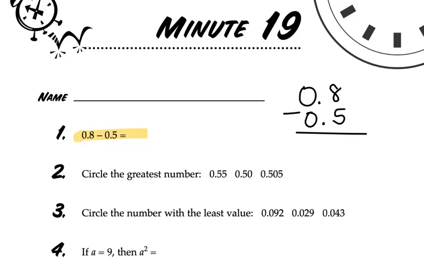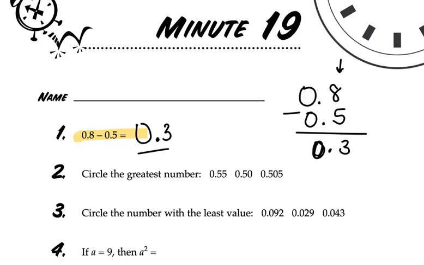But let's go ahead and subtract. I am going to start with 8 minus 5, which is 3. Bring down my decimal, and then just bring down my 0. That is a crazy 0. So 0.8 minus 0.5 is 0.3. 8 tenths minus 5 tenths is 3 tenths.